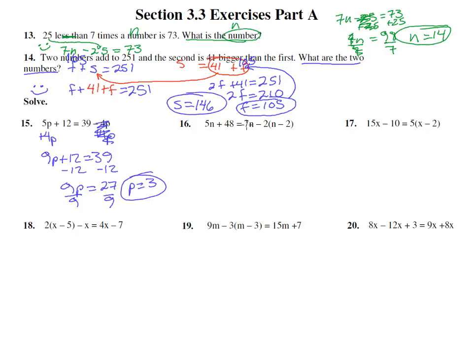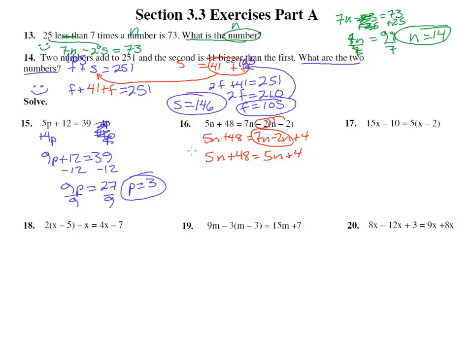Number 16. 5n plus 48 equals 7n minus 2, parentheses, n minus 2, close the parentheses. Do we have parentheses? Yes, we do. Let's jump those in first. So we get 5n plus 48 equals 7n minus 2n plus 4. Now the 7n minus the 2n, those can combine and we get 5n plus 48 equals 5n plus 4.